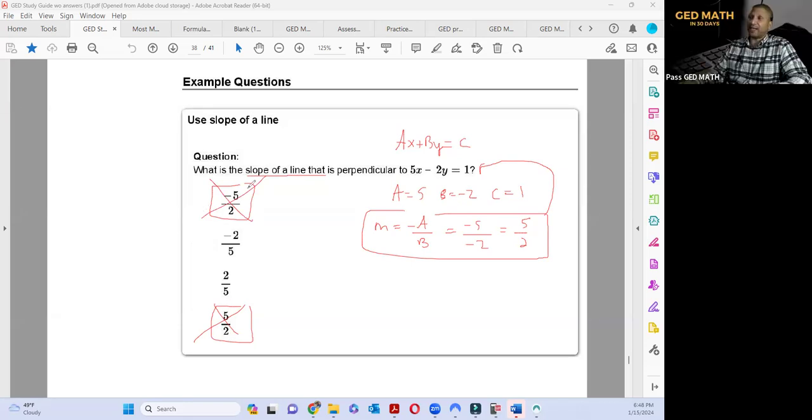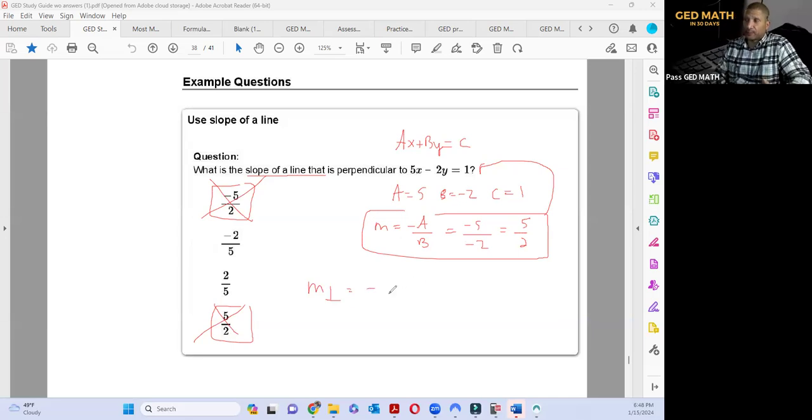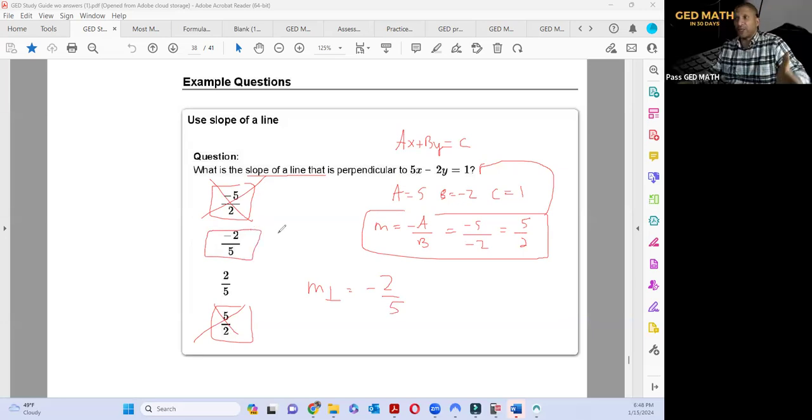Change the sign and flip. So 5/2 is positive. The slope of a line that's perpendicular has to be negative, and then you flip it. 5/2 becomes 2/5. So your answer for the slope that's perpendicular is -2/5.